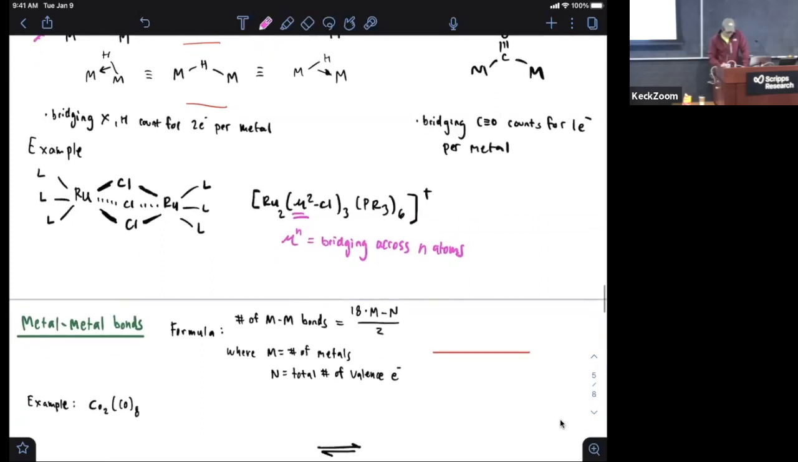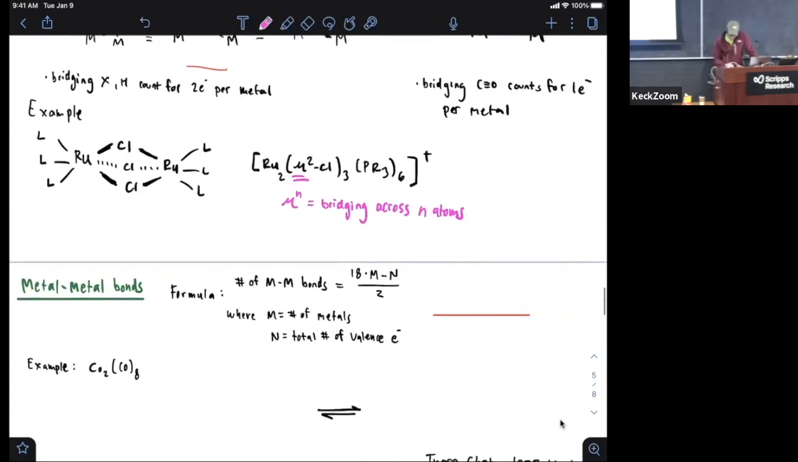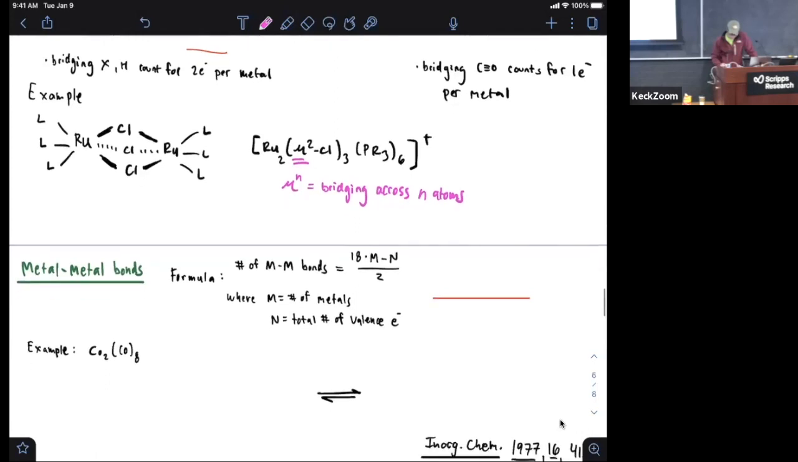So we can consider this example. I said bridging halides often come in pairs, but here's a counter example to that rule, that of this tris chloro mu2 bis ruthenium complex. And in terms of how we would represent this in a molecular formula, we would say mu2 chloride, 3 of them, and then in this case, 6 phosphine ligands. And the overall charge is 1 here.